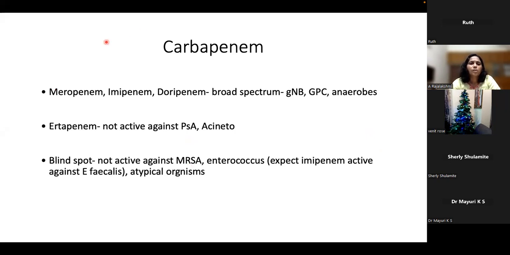Coming to carbapenem, the commonly used carbapenems are meropenem, imipenem, doripenem, and they are all broad spectrum. They can cover GPC, GNB, anaerobes. Ertapenem, remember, is not active against Pseudomonas and Acinetobacter. The blind spot for carbapenem is that it has no action against MRSA. It doesn't act against Enterococcus except for imipenem, which can act against E. faecalis. It doesn't have any action against atypical organisms like Mycoplasma and Chlamydia, respiratory atypical organisms.